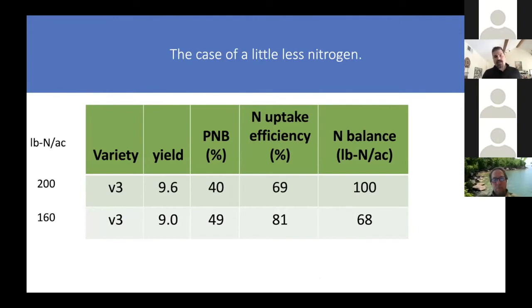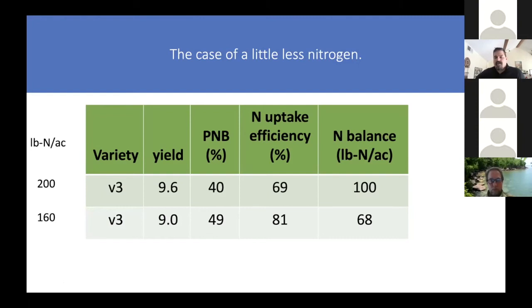But what about the case of a little less nitrogen? So here's the problem, right? When we're working across these ranges, we have this study. I just picked one variety and I picked that 200 pounds. Well, what if I cut it down to 160? Well, I lost a little yield. I went from 9.6 to 9, but the efficiencies went up quite a bit, because I applied 40 pounds less nitrogen. And quite frankly, of that extra 40 pounds that was applied, only a small amount of that nitrogen was actually utilized in these calculations. So it drops the nitrogen balance quite considerably.